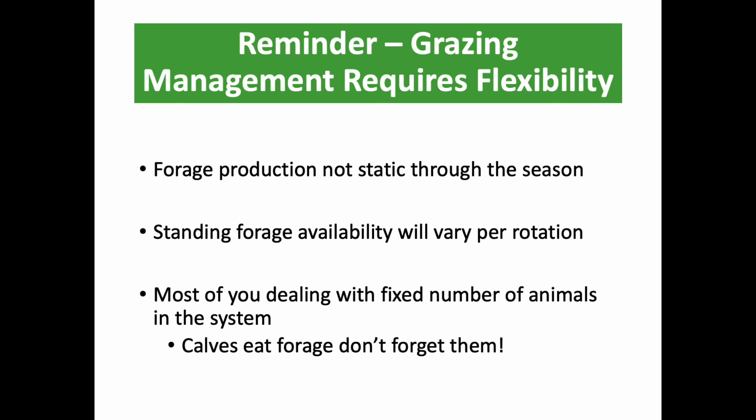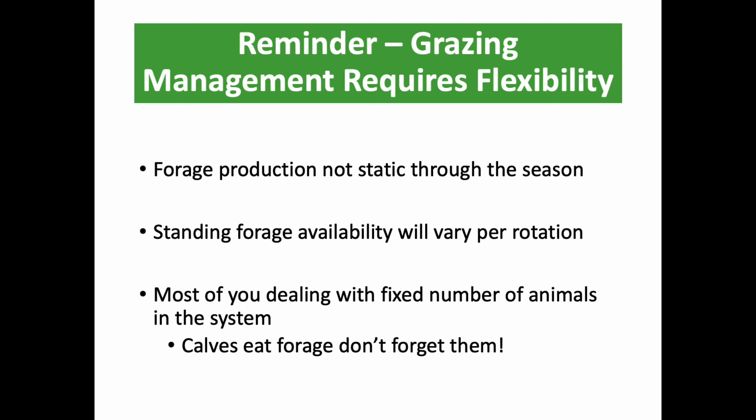I touched on this, that forage production's not static throughout the year. In times when that grass growth is really cranking along, we're going to need to probably rotate more quickly. Standing forage availability is going to vary. It will even vary from one rotation within your system to the next, let alone year to year.